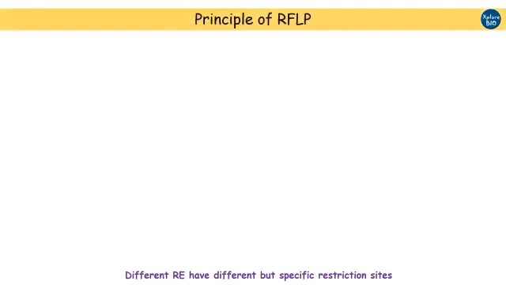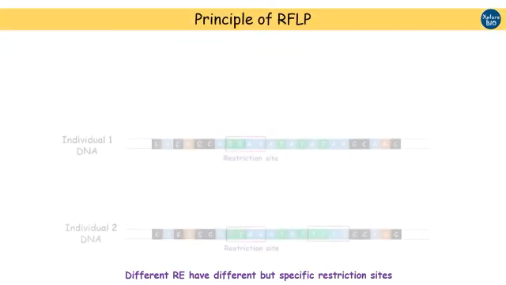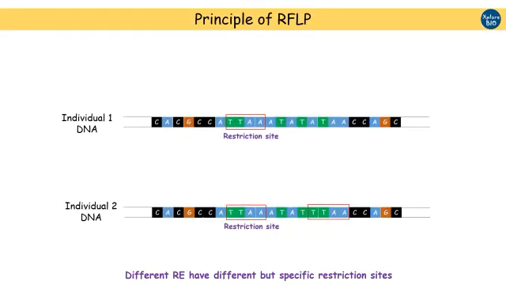The principle of RFLP is based upon restriction enzymes. Consider two individuals and their DNA. The restriction site of the restriction enzyme is shown as TTAA in the box. You can see the variation of a single base A, that is, a mutation in one of the bases of an individual. Thus individual 1 has only one restriction site, but individual 2 has two restriction sites.